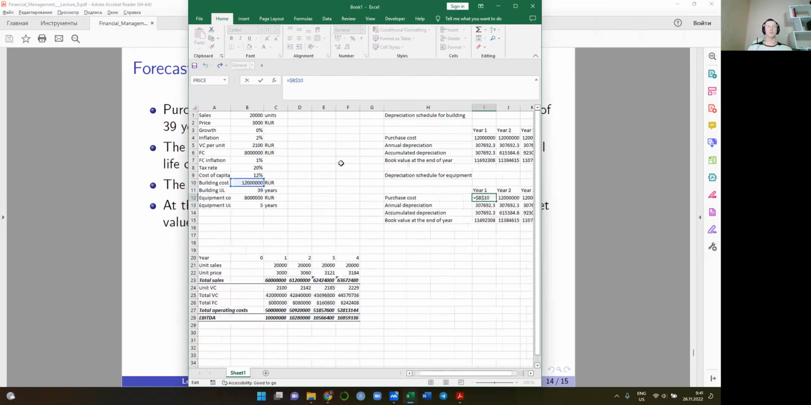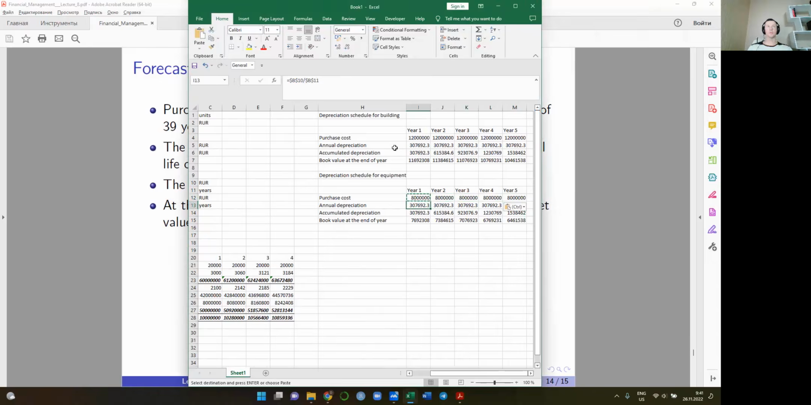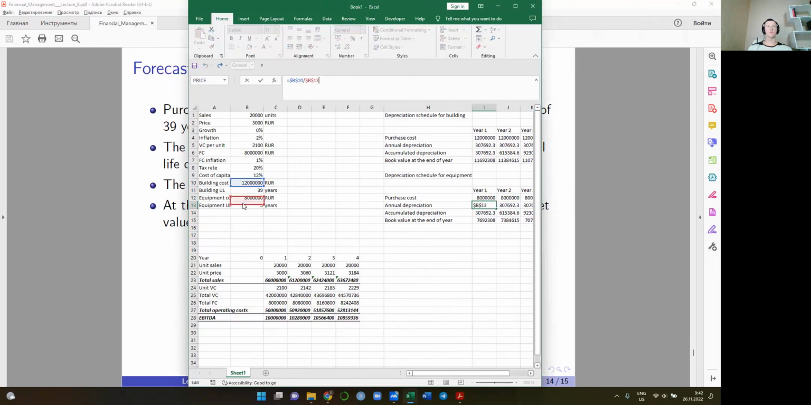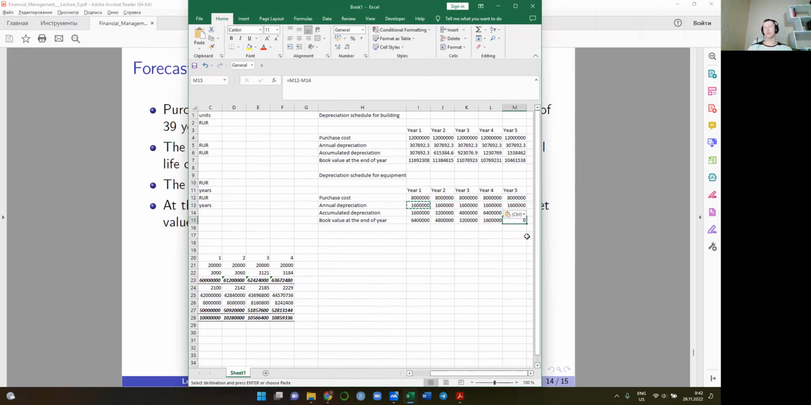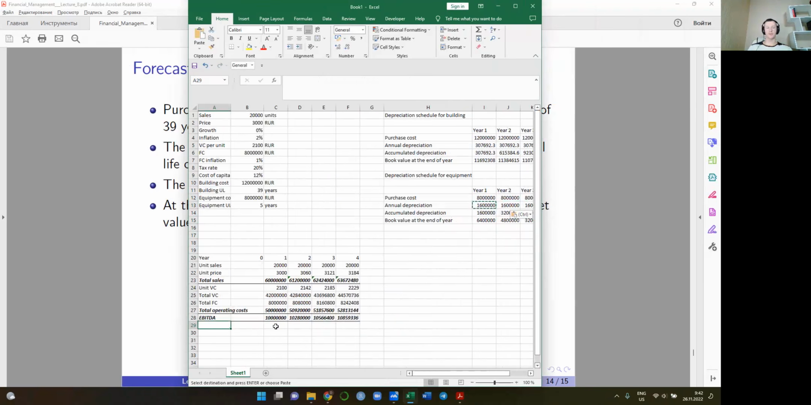So purchase cost is 8 million. Annual depreciation is computed based on this. And you see that everything is recalculated. By the end of year 5, we have 0. It must be written off. So now the total depreciation here is the sum of annual depreciation in building and annual depreciation for equipment. So here we are. Now we have EBITDA, which is EBITDA minus depreciation. So this is the first important step in the cash flow estimation.